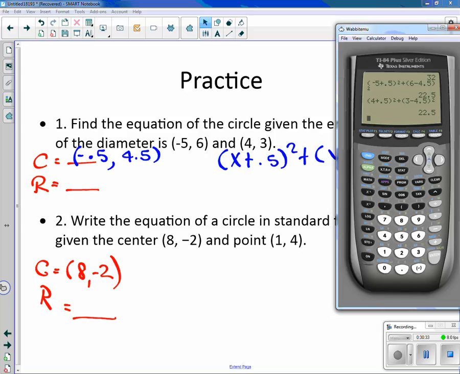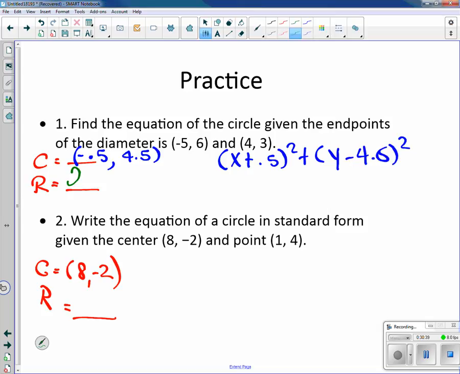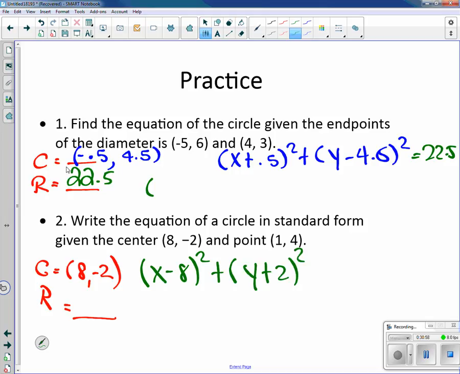All right, so your answer should have been the following. If you got 22.5, your answer should have been equals 22.5. Now, for this one, you have x minus 8 squared plus y plus 2 squared. Is everybody with me? Oh, I'm sorry. The raised is the square root. But this should be 22.5. Up here, you typed something in wrong.